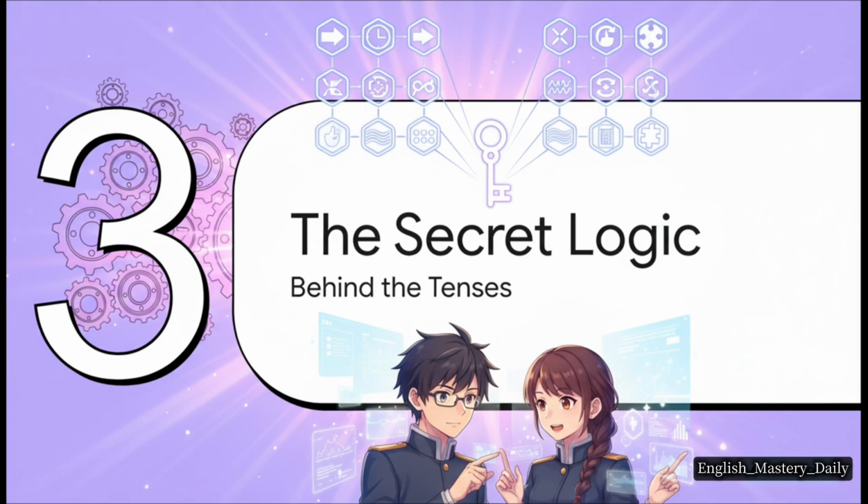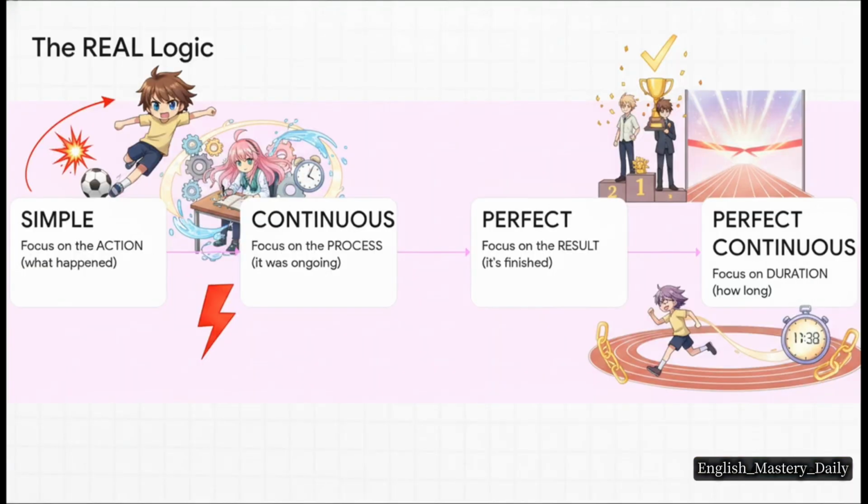Okay, so you've just seen the 6 core tenses that you'll use most of the time. But now I'm gonna let you in on the simple underlying logic that makes all 12 of these tenses finally click into place. This is the real secret. Here it is, those 4 variations we talked about. Each one has a specific job.